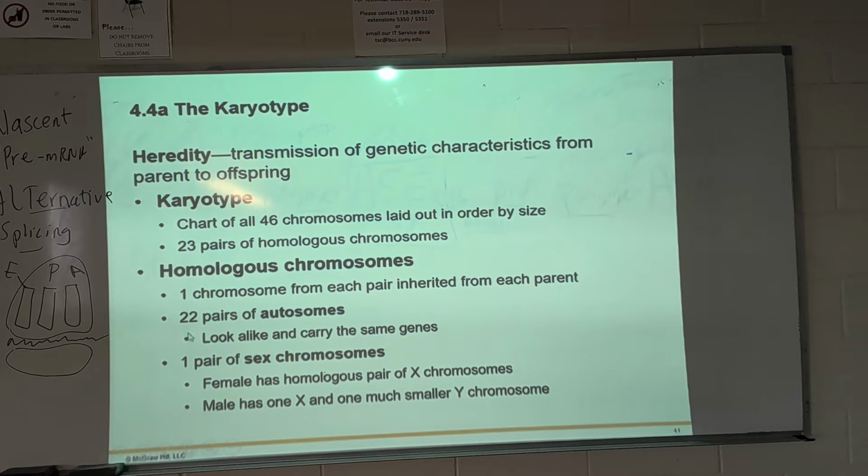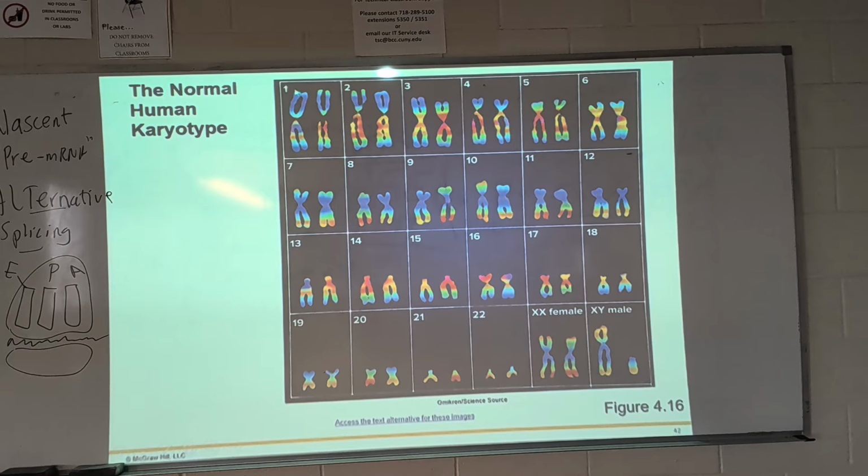There are 22 pairs of autosomes that look alike and they carry the same genes. There is one pair of sex chromosomes, and those are the X and the Y. So the sperm has an X chromosome or a Y chromosome. That's the karyotype, and it shows you all 22 pairs, but if you have an X and an X, that makes you a female, and an X and a Y, that makes you a male.